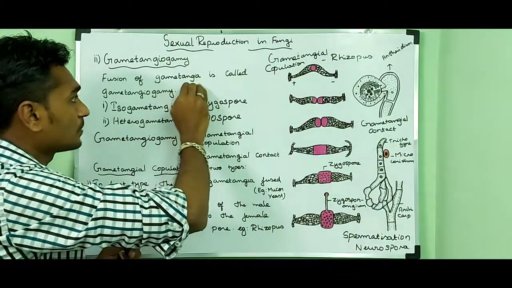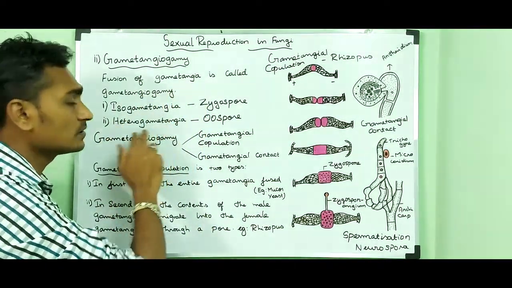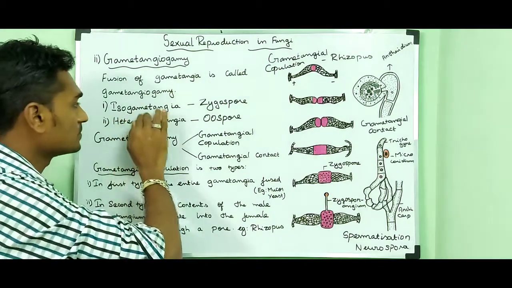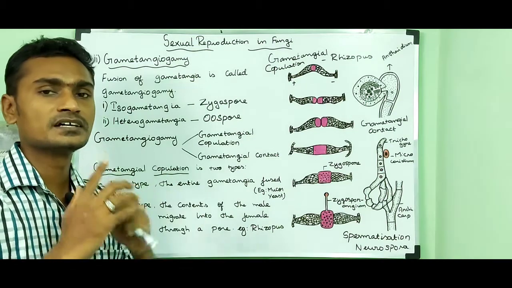The fusion of gametangia is of two types: isogametangia and heterogametangia. Isogametangia means the fusion of two similar gametangia.